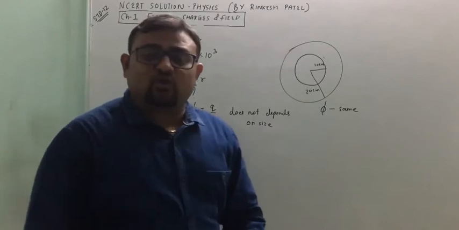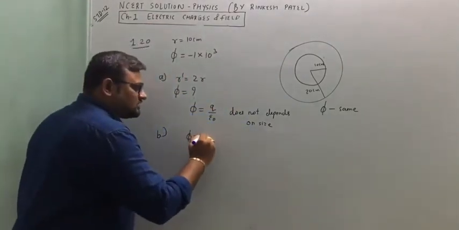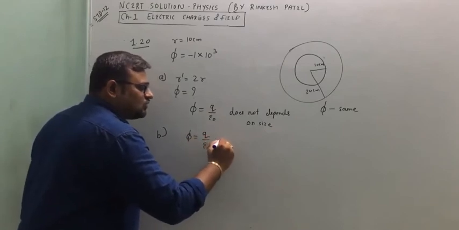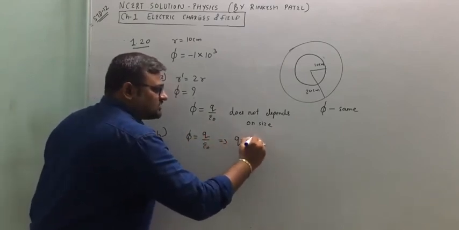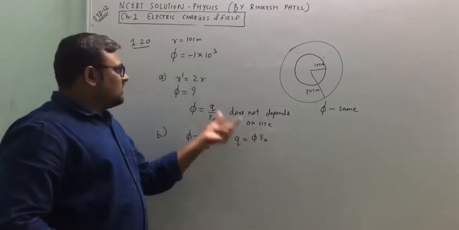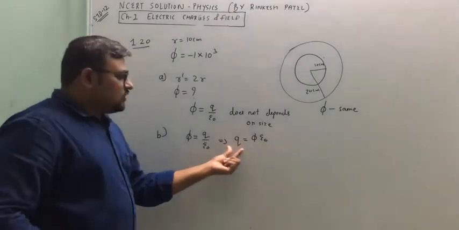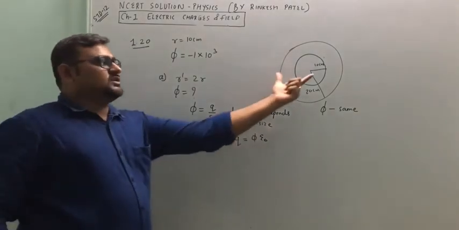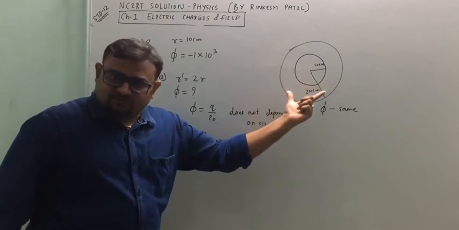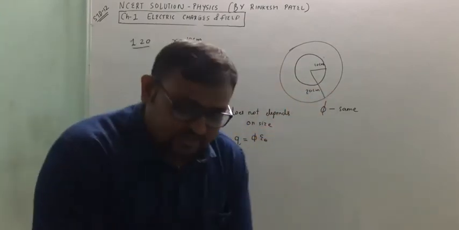What is the value of the point charge? Again we will use Gauss formula. Flux is equal to Q by epsilon 0. That implies charge is equal to flux into epsilon 0. Just put the value of flux and epsilon 0, 8.85 into 10 raised to minus 12. You will get the value of charge enclosed inside this Gaussian spherical surface. Okay. Now let's move to 1.21.